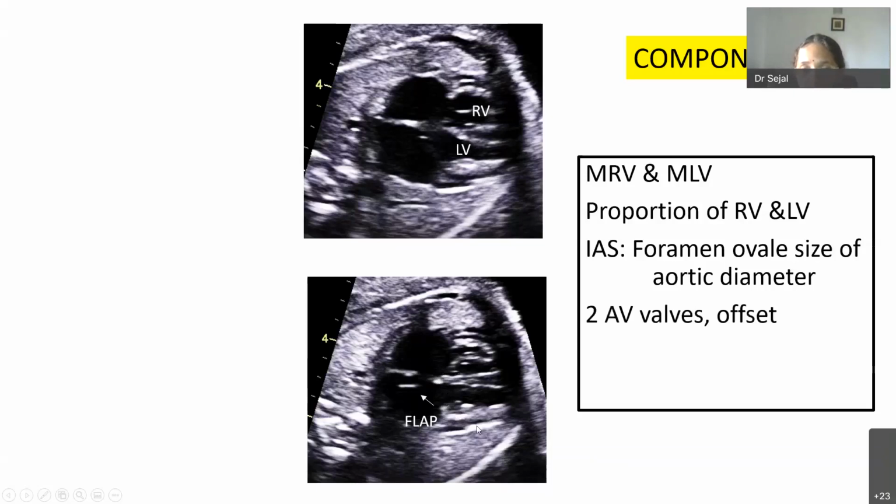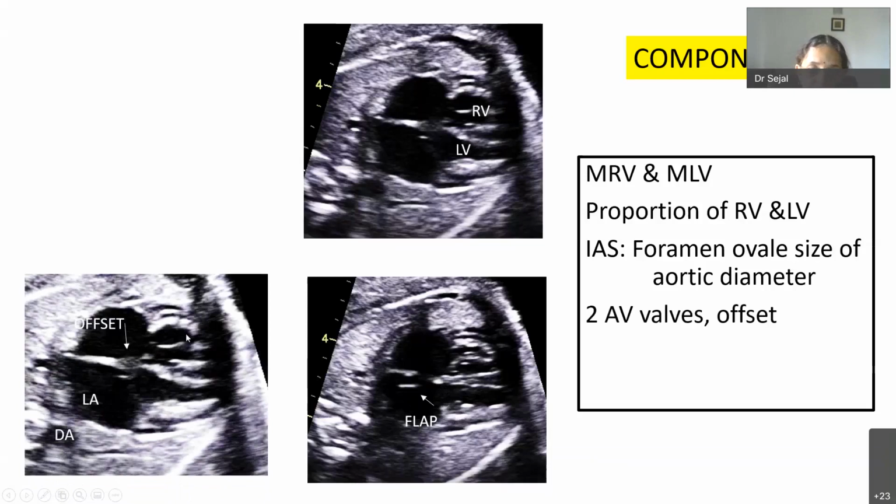The two AV valves and the offset, which is very important. So this is the tricuspid valve. Sorry, this is the tricuspid valve and this is the mitral valve. So the difference in the insertion is very, very important. Remember that the difference is just going to be 8 millimeter per meter square.